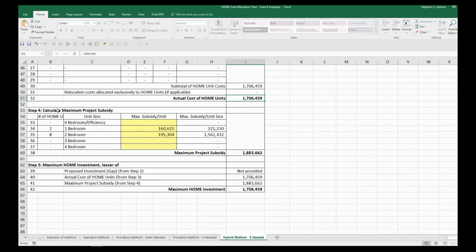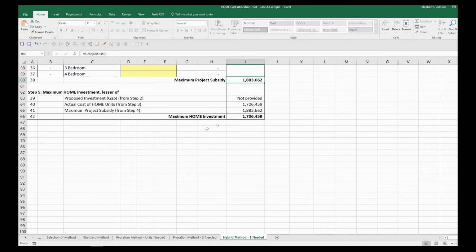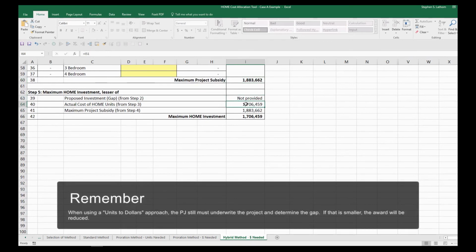We calculate the maximum project subsidy in the same way. We've obtained the per unit subsidy numbers from the field office. We have 2 one-bedroom units at a maximum subsidy of $160,000 and 8 two-bedroom units at a maximum subsidy of $195,000. So the maximum project subsidy in this case is almost $1.9 million. The maximum HOME investment then, we don't yet know the gap. The maximum HOME investment at this moment is the lesser of the 1.7 in actual eligible cost and the almost 1.9 in maximum project subsidy.